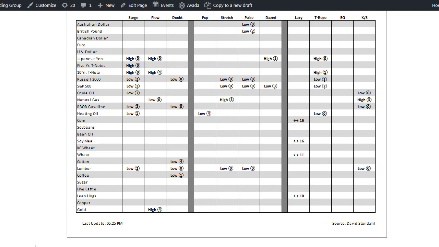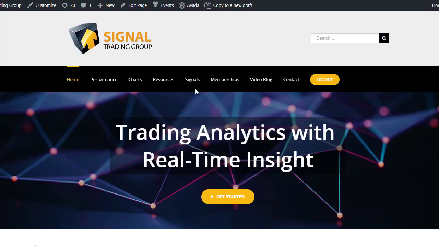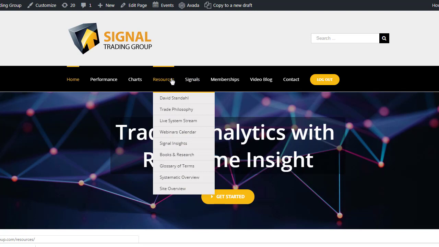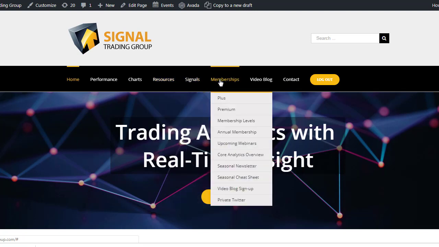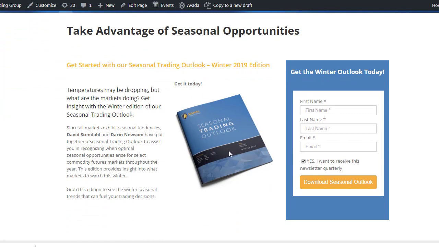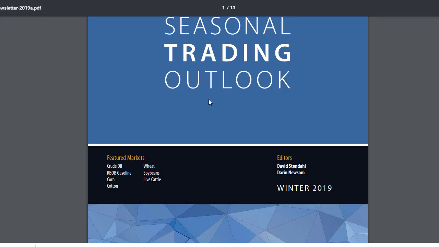The final thing that I'll point out, just because I want to keep this tight here, is that the new newsletter is out. The way you get to that, if you come to membership, you come down to seasonal newsletter. We do a seasonal newsletter every quarter. The color changes. We're in winter, so it's blue. Then you can sign up for it and download the series. And in this particular case, it'll look like this.